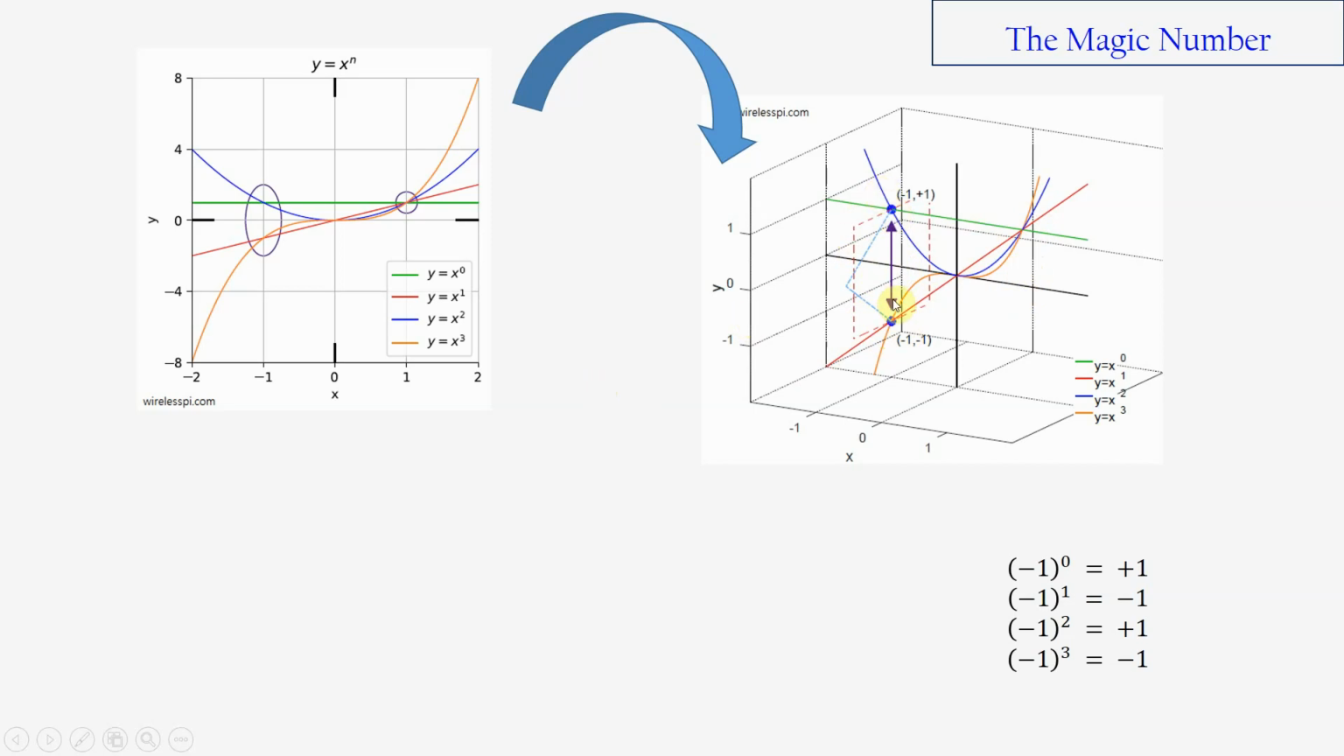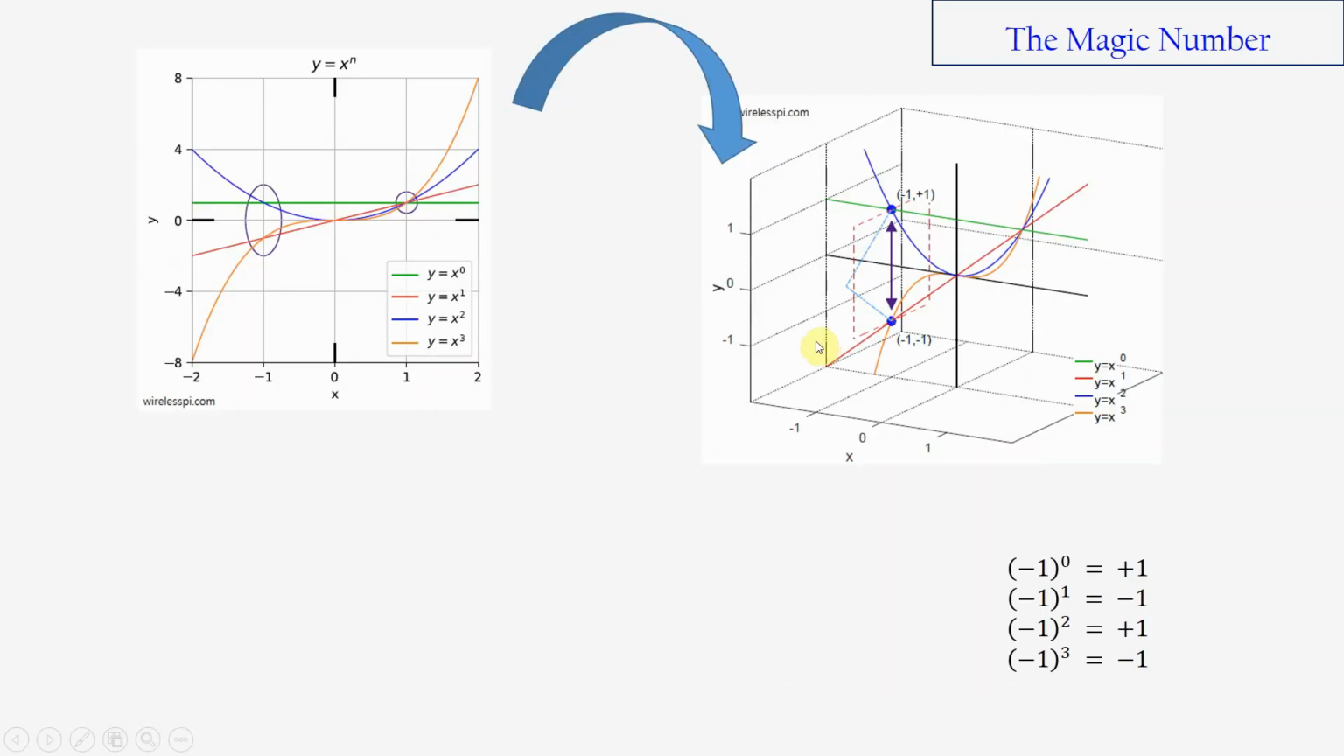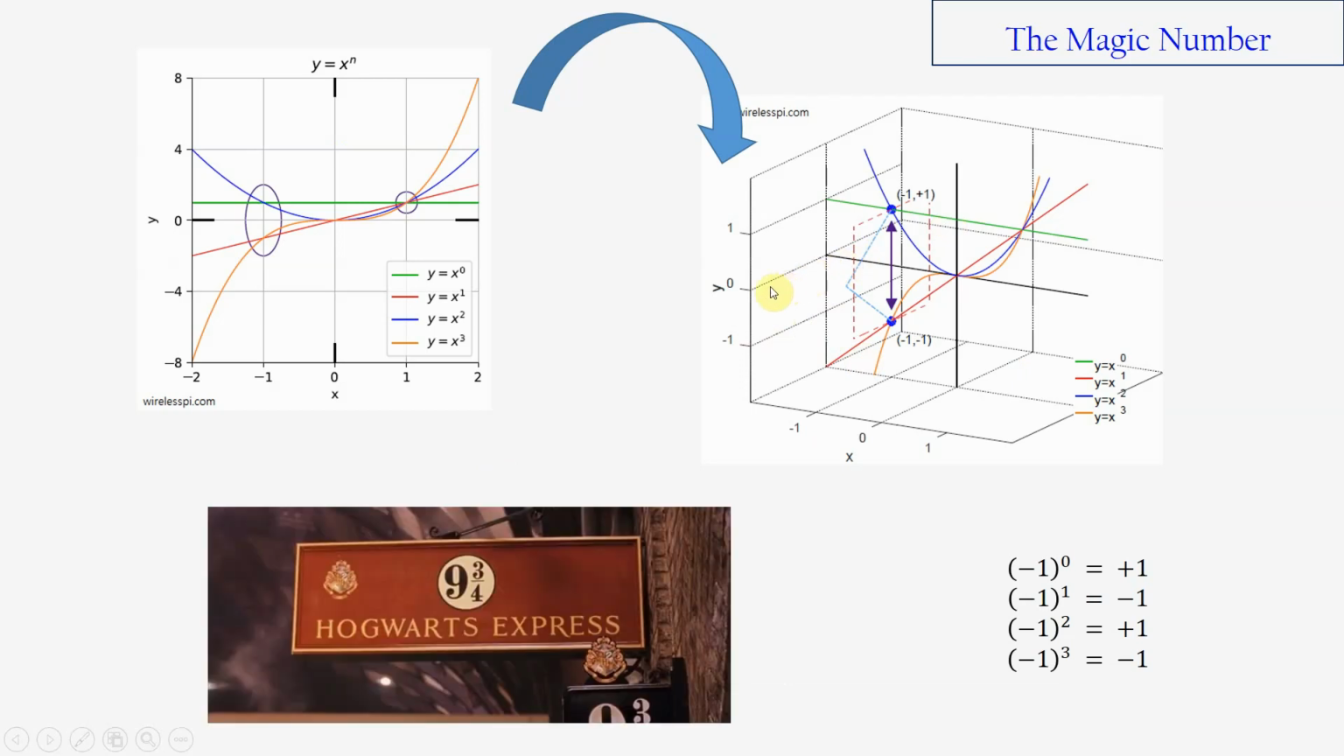What can we infer from these oscillations for the fractional powers of x equals -1? If -1 raised to power 0 is plus 1 and -1 raised to power 1 is minus 1, then the fractional powers of -1 must lie somewhere between plus 1 and -1. However, they cannot lie on the y-axis because we already saw that the left half for the fractional powers is empty. This necessitates that we depart the 2D plane and enter into an imaginary dimension, much like platform 9 3/4 used for boarding the Hogwarts Express in the Harry Potter Wizarding World.